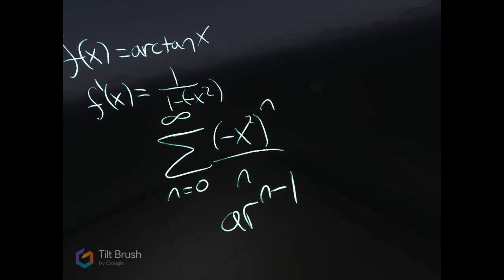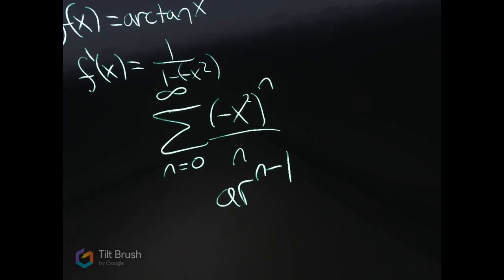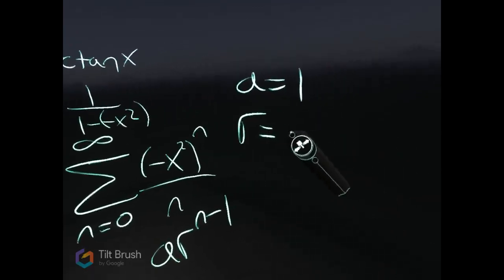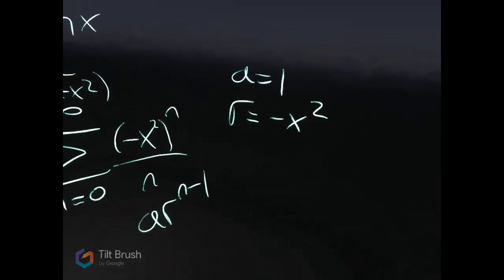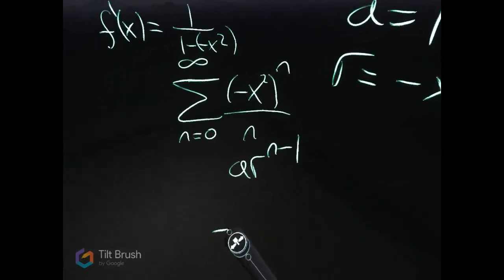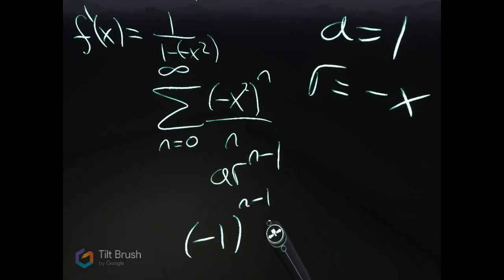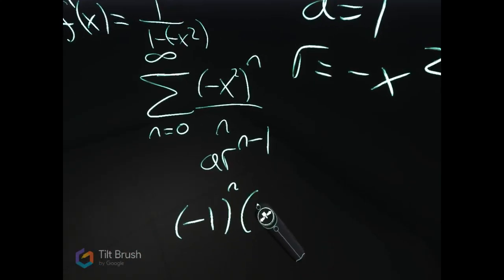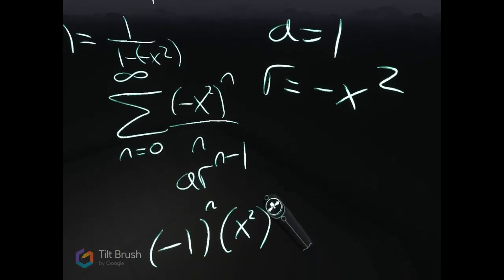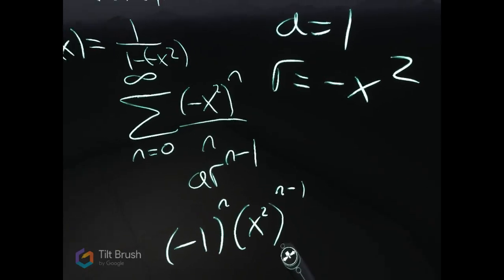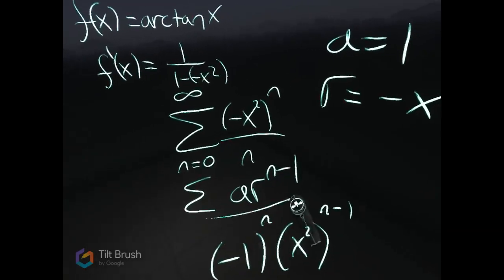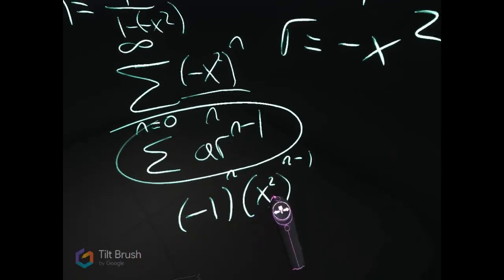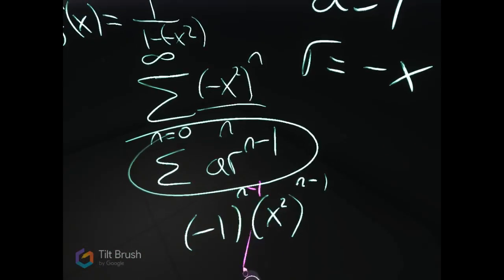Okay, we said r is okay. So a is 1. R is negative x squared. So we have negative 1 to the n, and then x squared to the n minus 1. I'm just plugging in a and r. Okay, wait, then the negative needs an n minus 1. Oh, okay, good.